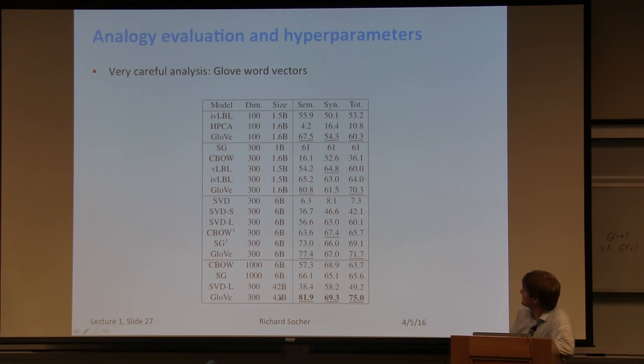But if we train on 42 billion instead of 6 billion, it improves significantly, by over 3%. So just the same model, same vector dimensionality, but a larger corpus, in almost all cases, basically gets us the best performance.